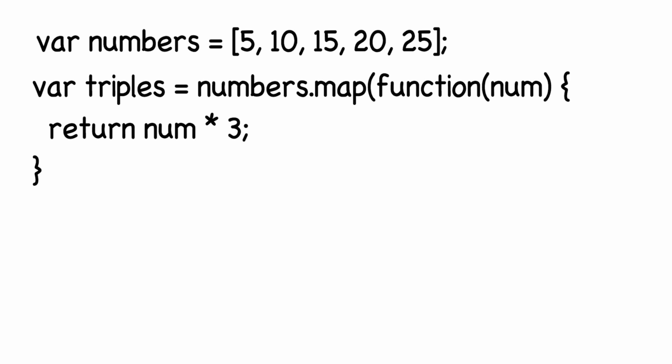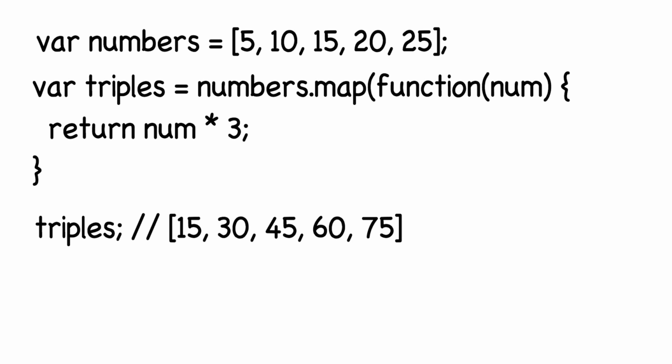This will transform every element in our array. Again, this is different than filter that deletes values that don't evaluate to true. This passes all of the elements in a transformed state. Our triples array now has a value of 15, 30, 45, 60, and 75.